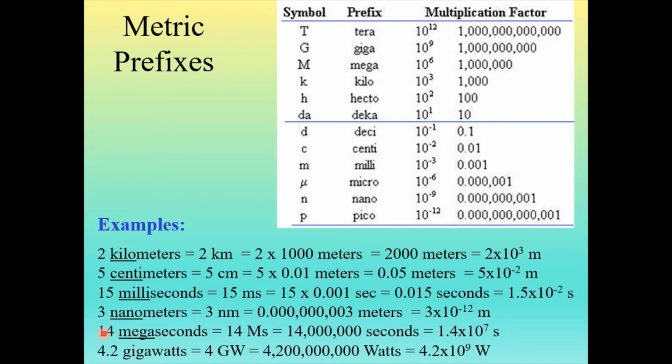Let's do just a couple more here. 14 megaseconds. Well, remember, mega means 1,000,000. So this is 14 million seconds, or 1.4 times 10 to the 7th seconds. 4.2 gigawatts. Well, giga, we can look up here. That is 1 billion, or 10 to the 9th. So we can write it as 4.2 times 10 to the 9th watts.